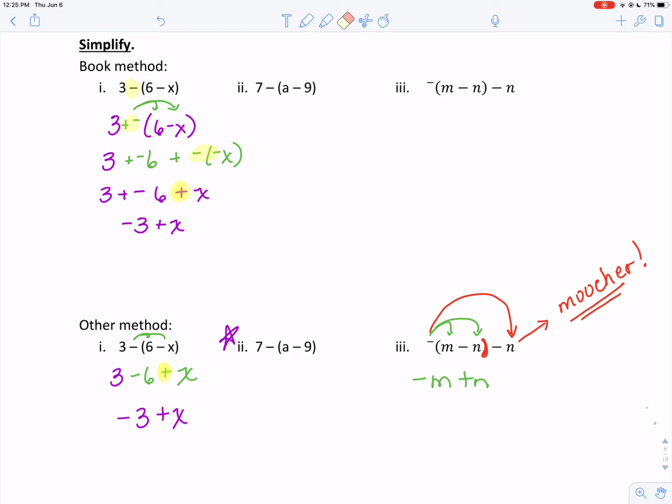So now we just have to bring down our minus n. Then you combine those two by canceling them out, and finally your answer is negative m.